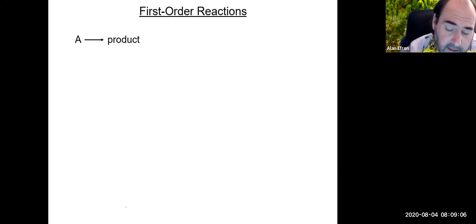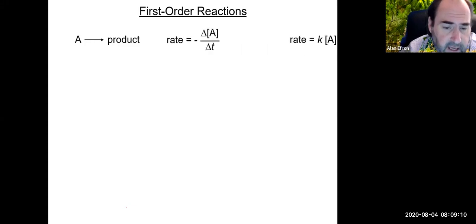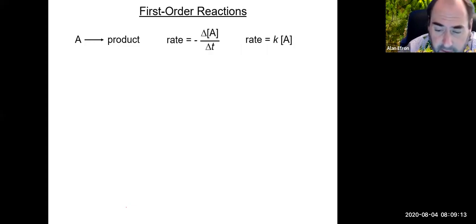So the first one we're going to talk about is a first order reaction. And in a first order reaction, we have A going to, say, product.